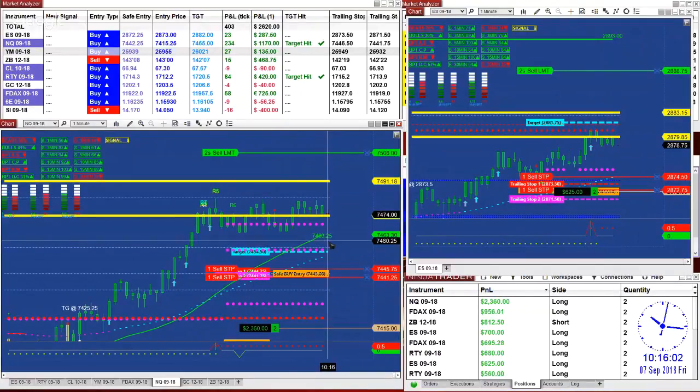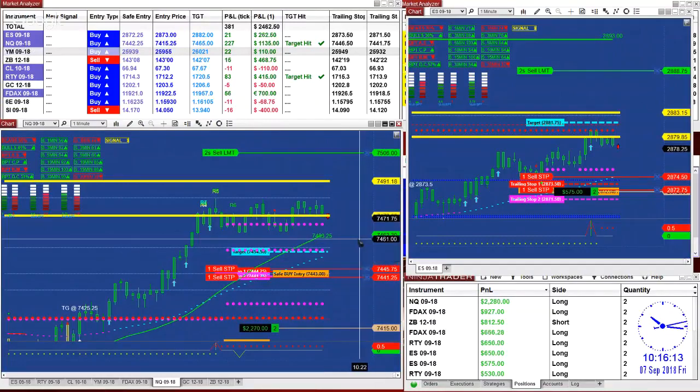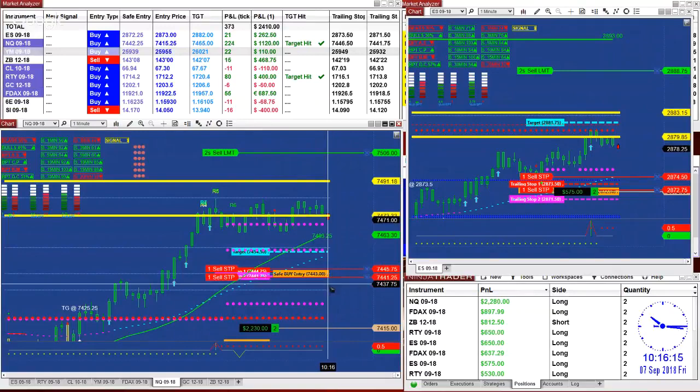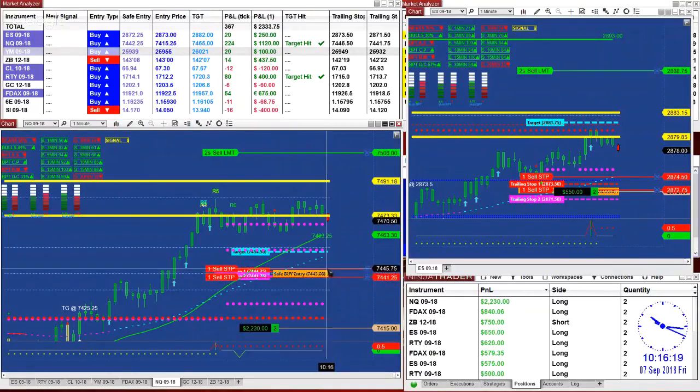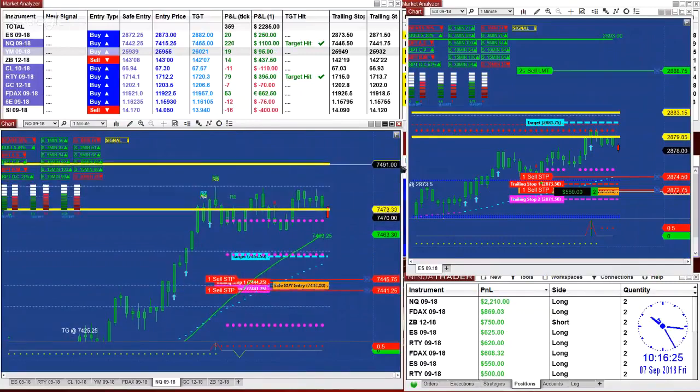460.25 as an entry point again, okay? As a pullback re-entry. This is from my side, but the system probably has it at 44.25. Also, it is from the re-entry point. This is the yellow one, the re-entry. But watch this market right now. It's pulling back.